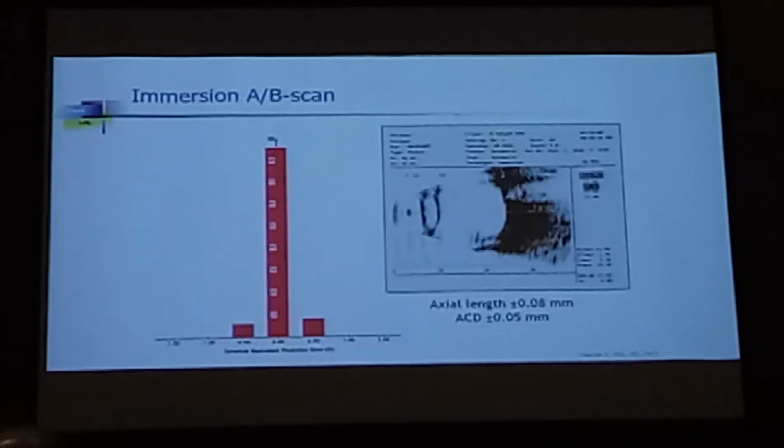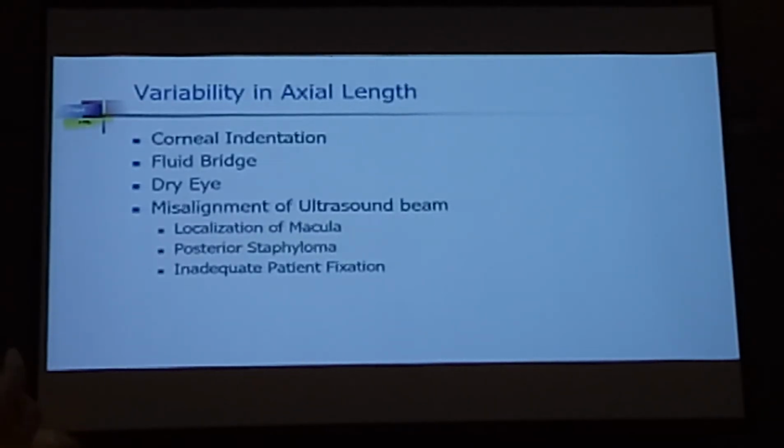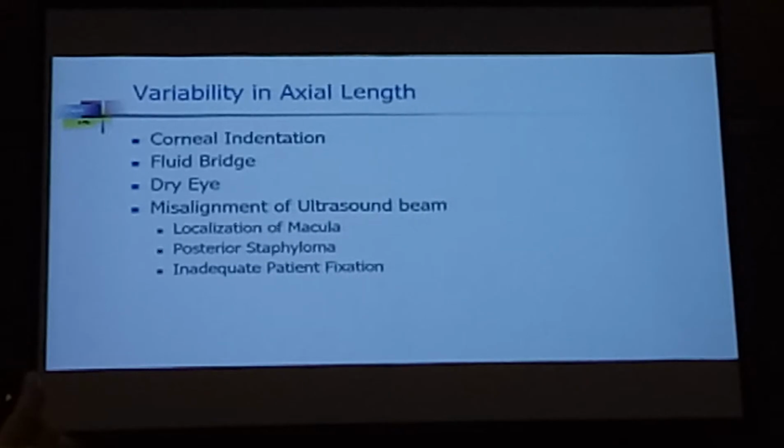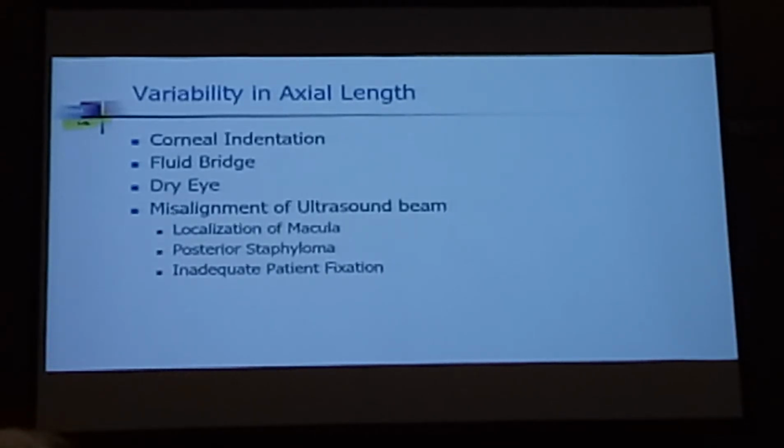Of course, if you can get hold of an AB scan, most of us don't use this. This is not the B scan where you try to measure using color codes. This is a true AB scan, very uncommon. If you have a B scan, even in immersion, there can be some variability in axial length that can be due to corneal indentation, which is solved by doing immersion. There's a fluid bridge. This is also applanation, dry eyes, and of course, whether immersion or applanation, misalignment of the ultrasound beam can be a problem.